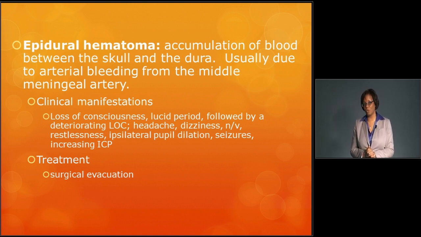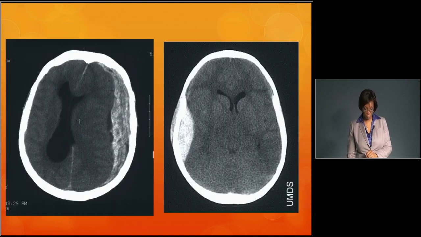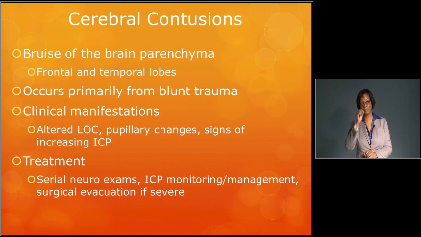But then that is followed shortly by a deteriorating level of consciousness, nausea, vomiting, restlessness, pupil changes, seizures, or just full arrest. I've actually seen patients go into full arrest secondary to an epidural, where minutes later they were awake and alert and talking. Bottom line for this is surgical evacuation. All we're going to do is stabilize them to get them to the OR. This is just showing you herniation basically, and how the midline is so shifted from one side to the other with a patient with an epidural who has a large bleed.